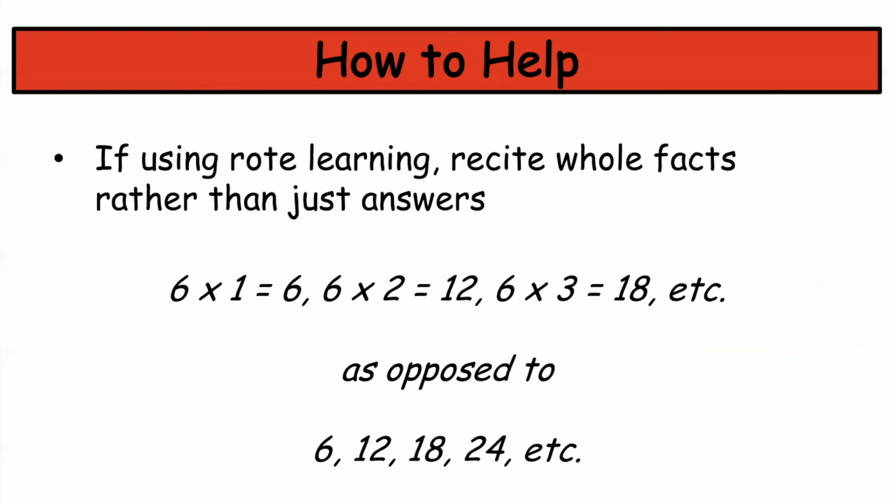Rote learning, I really do think, is a great tool for learning multiplication facts. Some of you might be like me, and that's the way we were taught in school. But it's really important not just to recite the multiples, so not just to say 6, 12, 18, 24, but to recite the whole facts. So 6 times 1 is 6, 6 times 2 is 12, just so that they're associating the question with the answer as well. Some people like to just say 6 1s are 6, 6 2s are 12, rather than the times bit. But just having that whole fact is important.